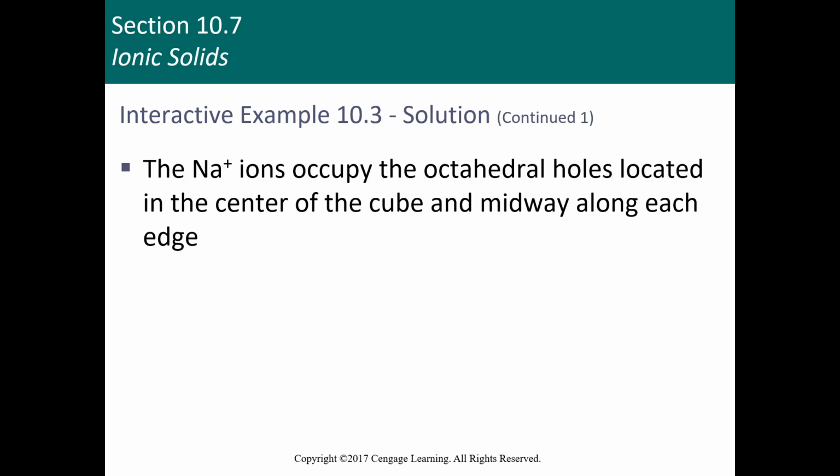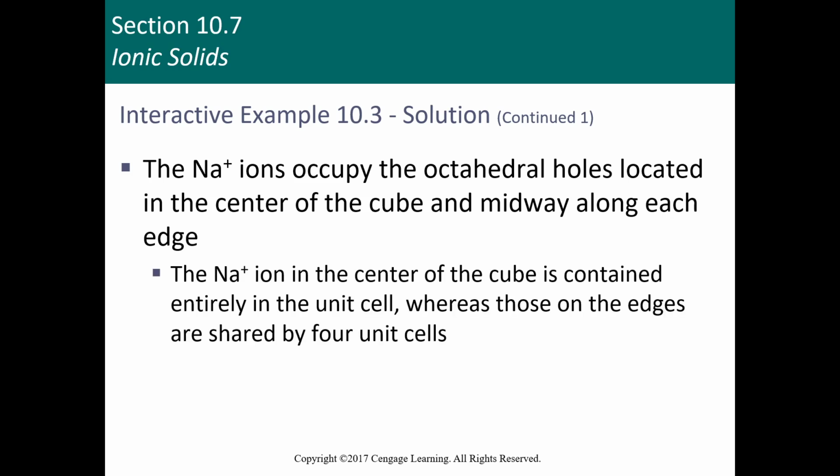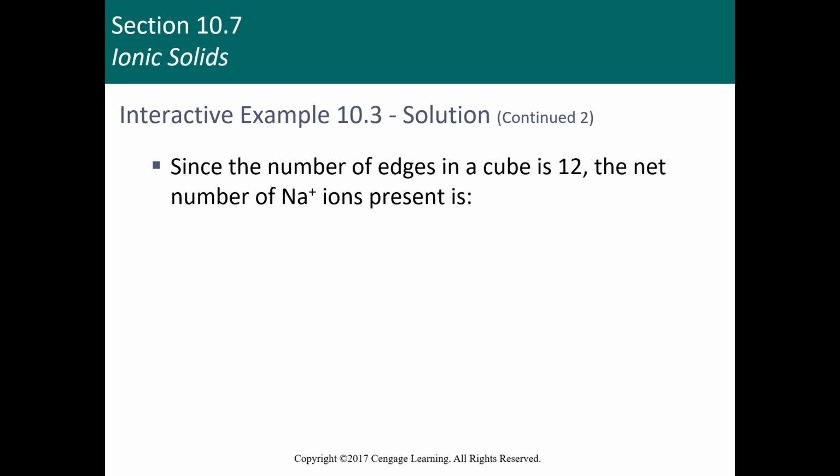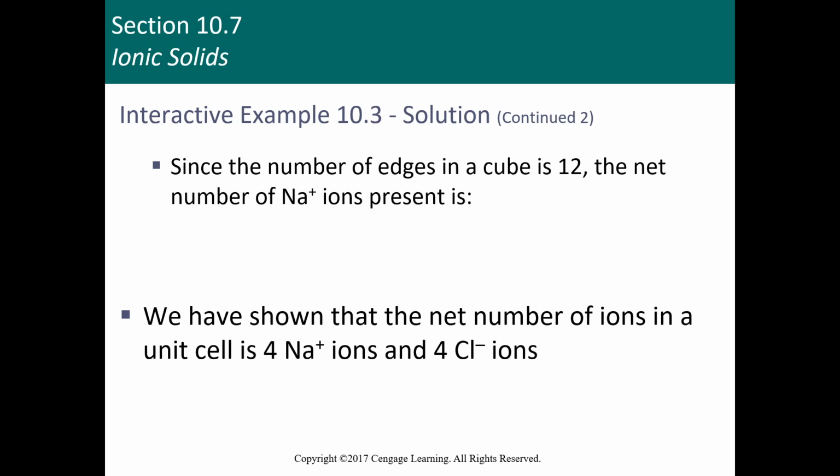Alright, so the sodium ions are going to occupy the octahedral holes that are located in the center of the cube and midway along each edge. The sodium ion in the center of the cube is contained entirely in the unit cell. The ones on the edge are actually shared by 4 unit cells. And so since the number of edges in a cube is 12, the net number of sodium ions present has to be 4 sodium ions as well.